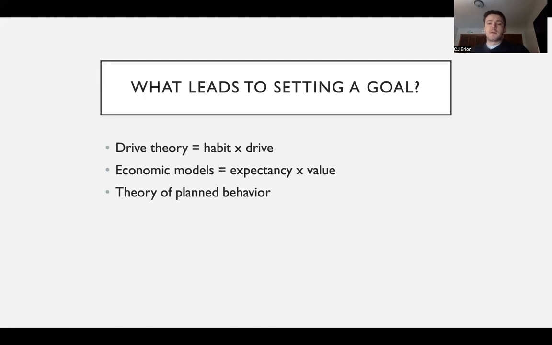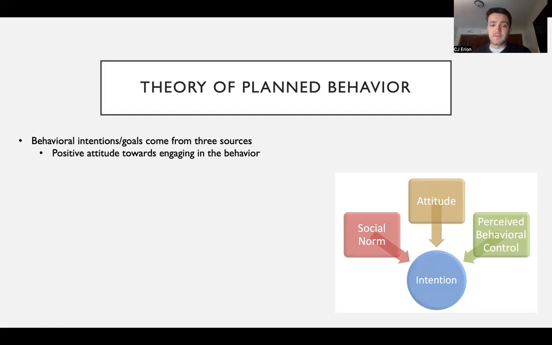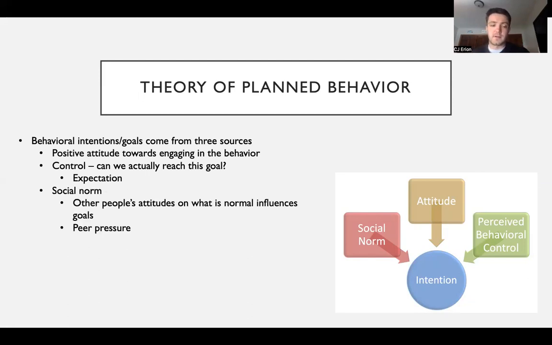What we are going to talk about in this lecture is the theory of planned behavior as well as cognitive accessibility. The theory of planned behavior describes behavioral intentions or goals as coming from three sources. We have attitude. Having a positive attitude towards engaging in a behavior is going to increase the likelihood of us doing that. Control, so perceived behavioral control here. This is kind of similar to those expectancies we've talked about. So can I actually reach this goal? And then what I think really differentiates this theory from others is the social norm aspect. This is getting at how other people's attitudes on what is normal socially influence our goals.